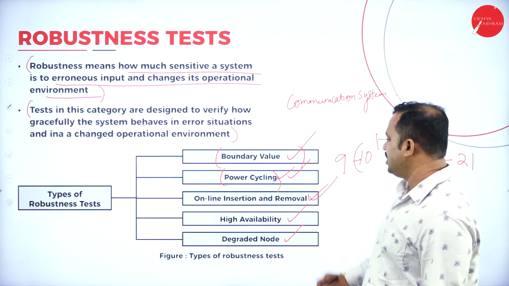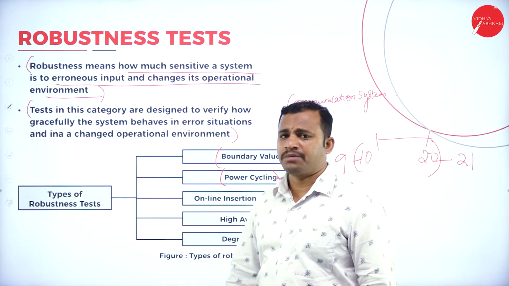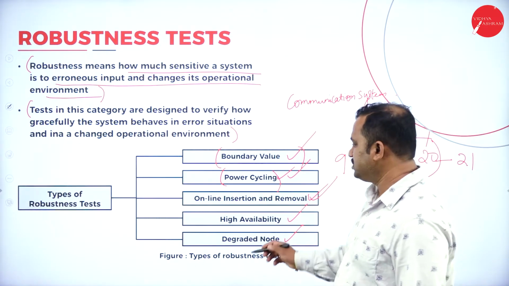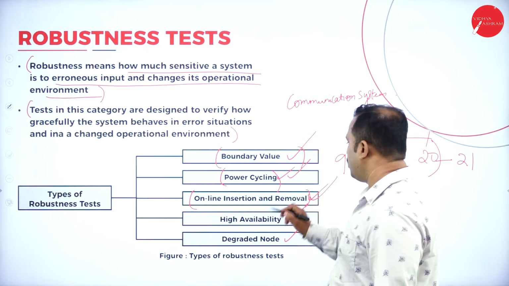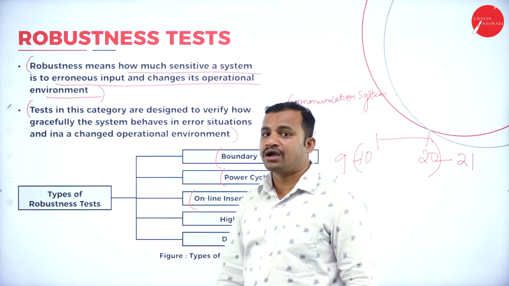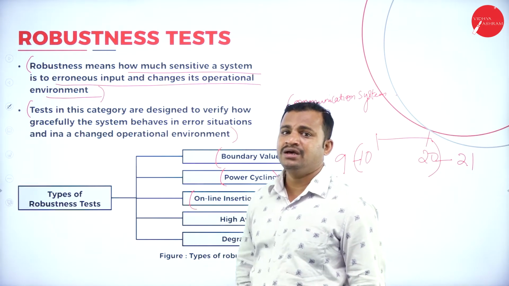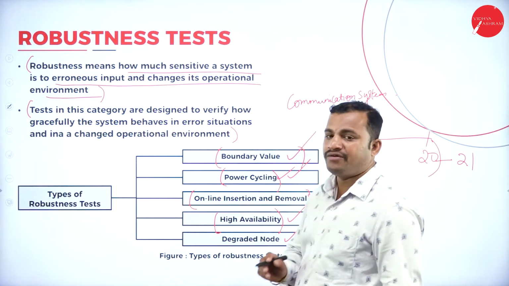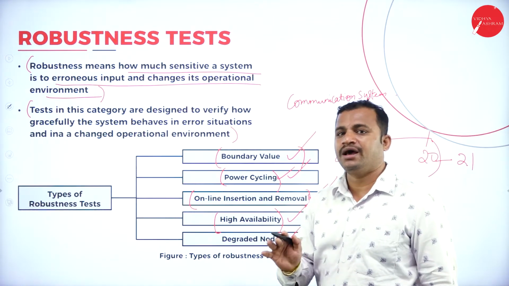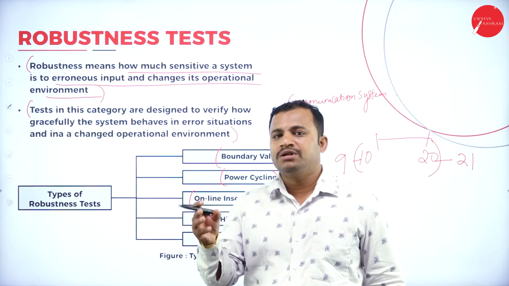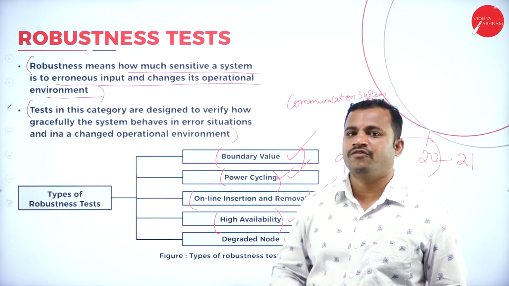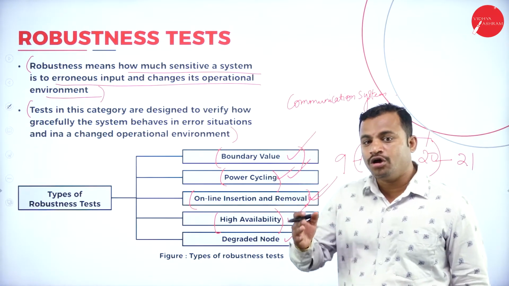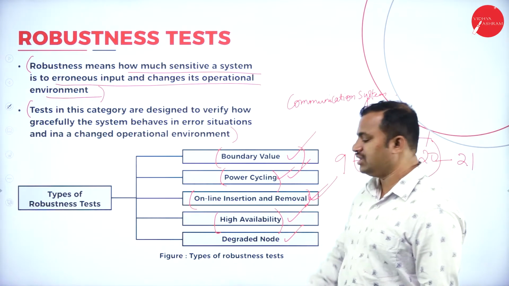Then online insertion and removal. That is another important type of test given to the stakeholder. That means online insertion and removal of the bugs which may occur at the time of running at the user's site. High availability. High availability means the system must always be made available to the user. That is similar to the safe sequence type of operation. That means the system must work in an operational state for a longer period of time. That is called high availability.